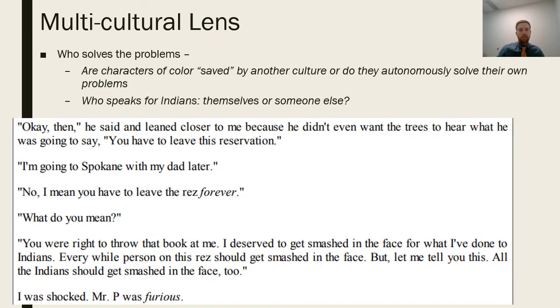And the last one is who solves the problems. This is going to be a big one. I think we'll see a little bit of both. We'll have to go back to that evaluating and judging and seeing who's doing it overall in the book.